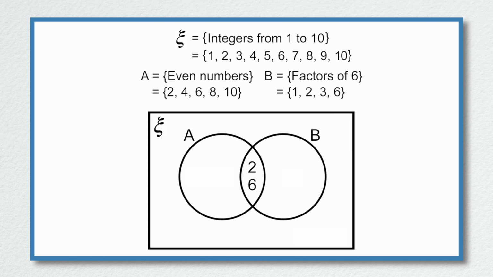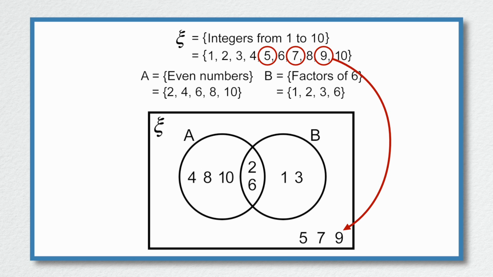I now need to add the remaining numbers for both sets. So for set A, what we have left is 4, 8 and 10. And for set B, we have 1 and 3. But we are not quite there. There are 3 numbers in our universal set that are neither in sets A and B. Those are the numbers 5, 7 and 9. These numbers go here. They are positioned within the rectangle, the universal set, but outside of the sets A and B.